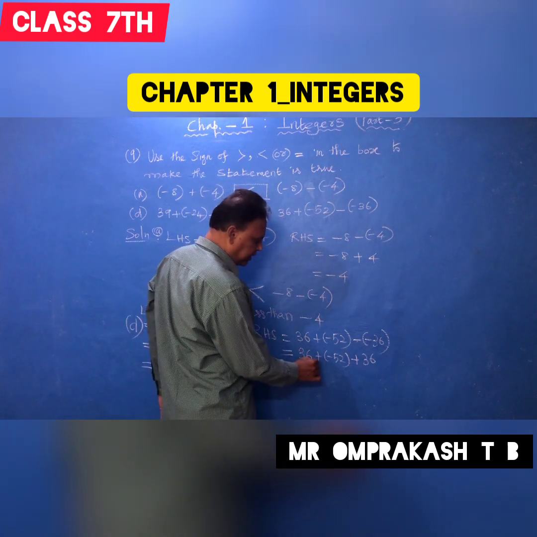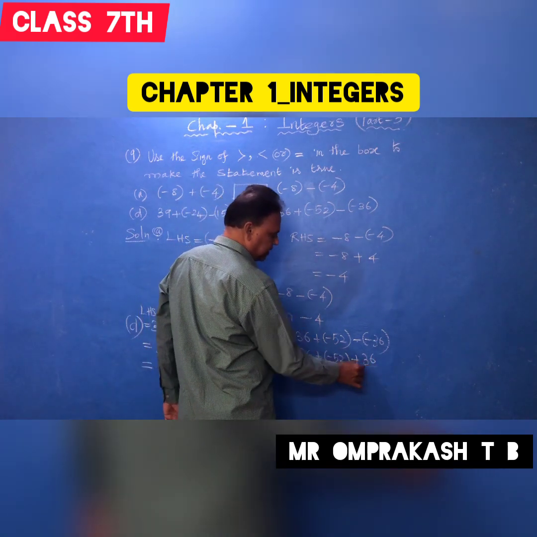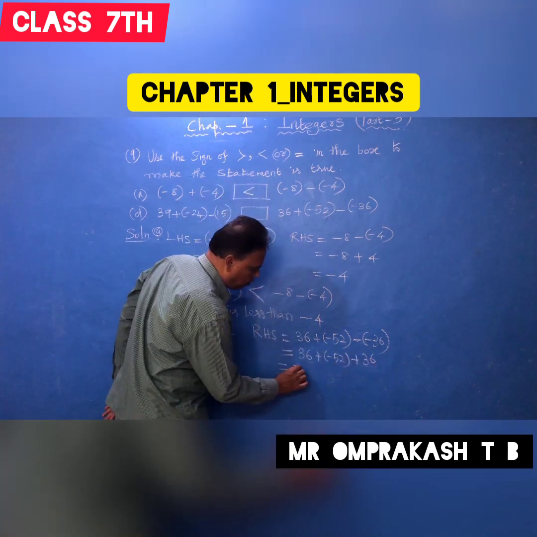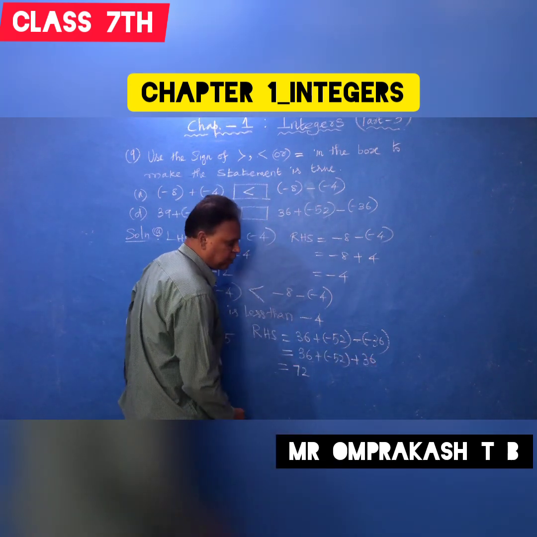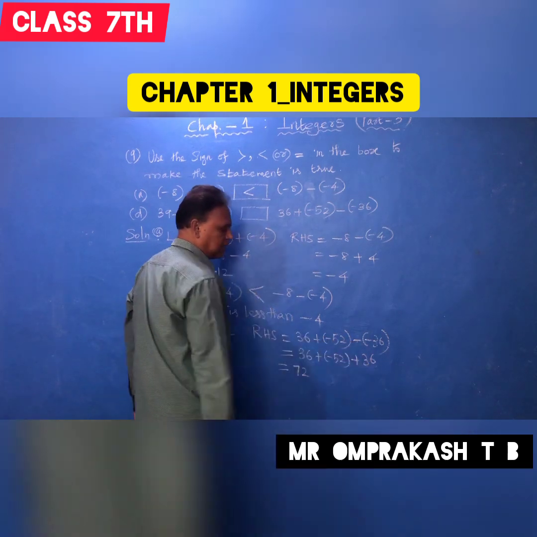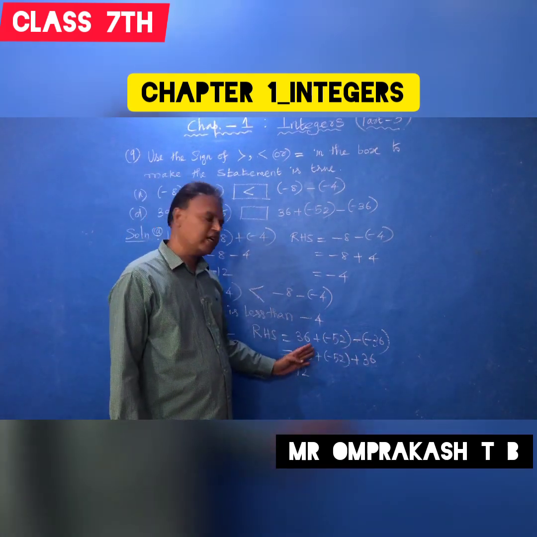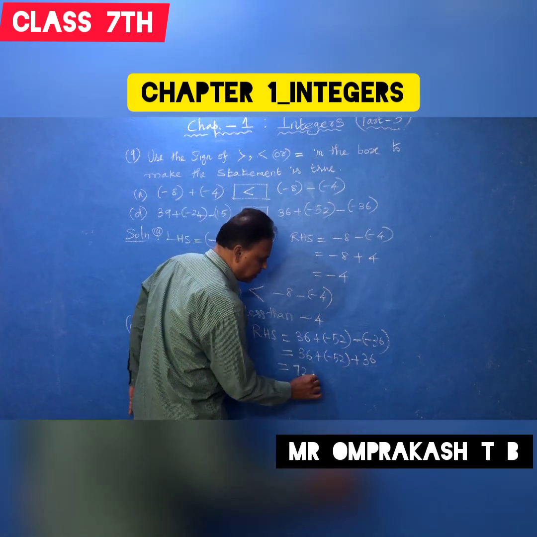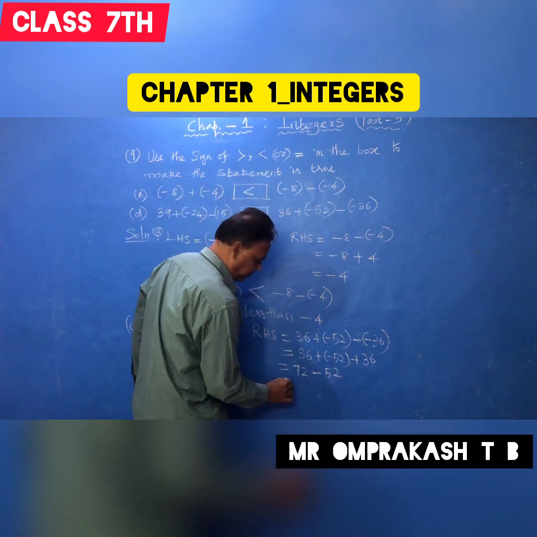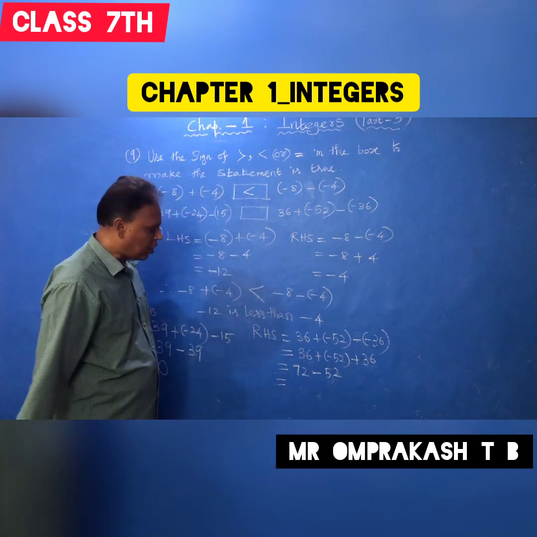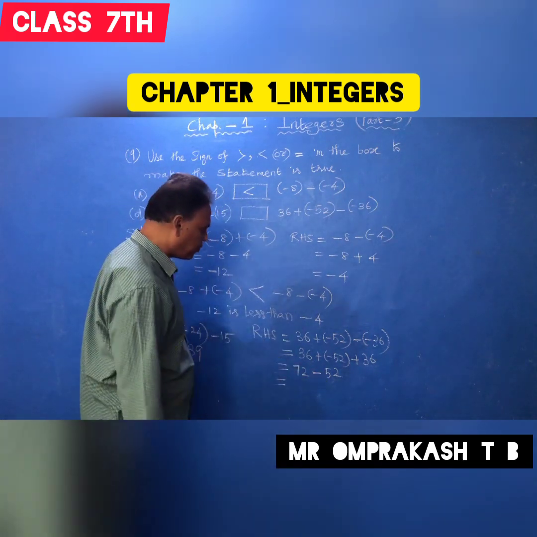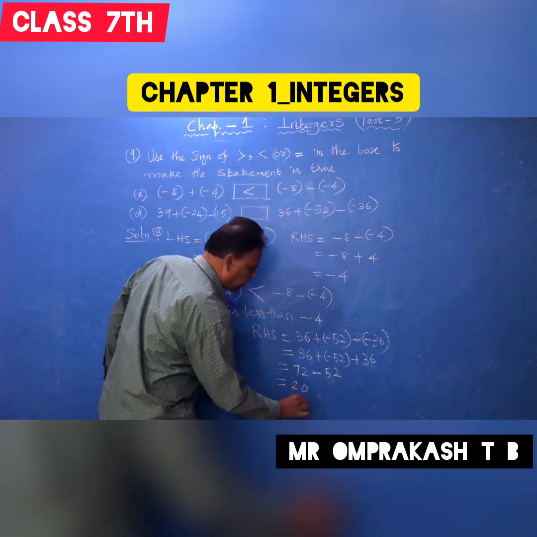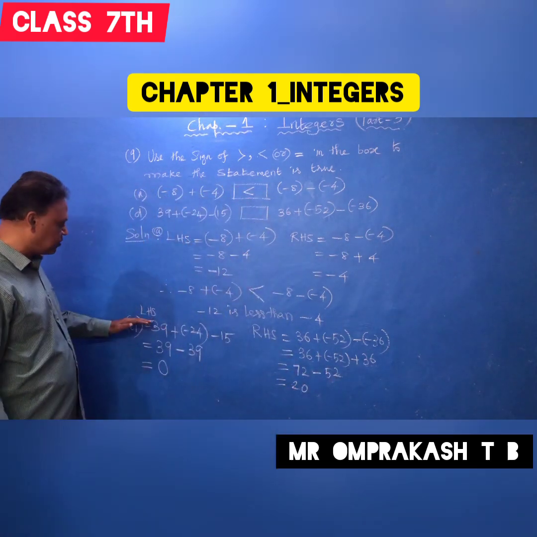Now we can do one thing. Here 36 is there, here 36 is there. Both are positive, so 36 plus 36 is 72. First you can add the positive numbers, then write the negative number: plus into minus, minus 52. Now 72 minus 52 is 20. So the left hand side is 0.